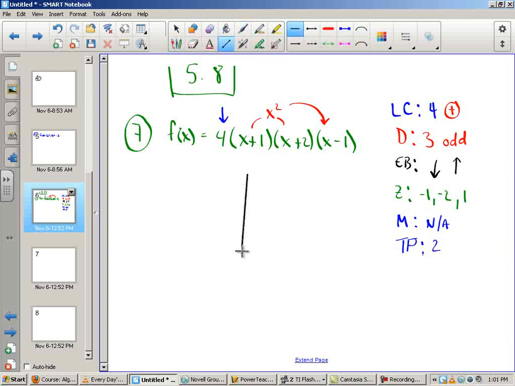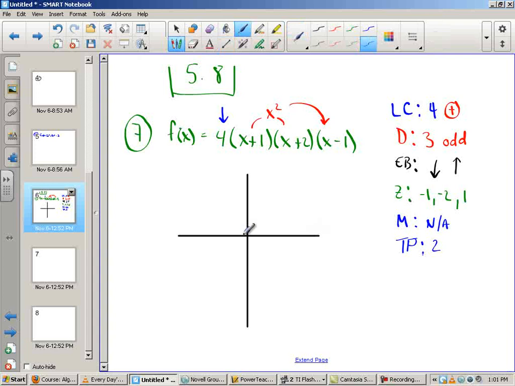All we have left to do now is produce the graph. So there's my y-axis, there's my x-axis. I'm going to come out here on my x-axis and plot the points -1 and -2, and over here I'll plot the point +1. So there's my point there, there, and there. And now this is going to be a little squirrely for us, but I'm also going to use my end behavior, which says it's up on the right, down on the left.